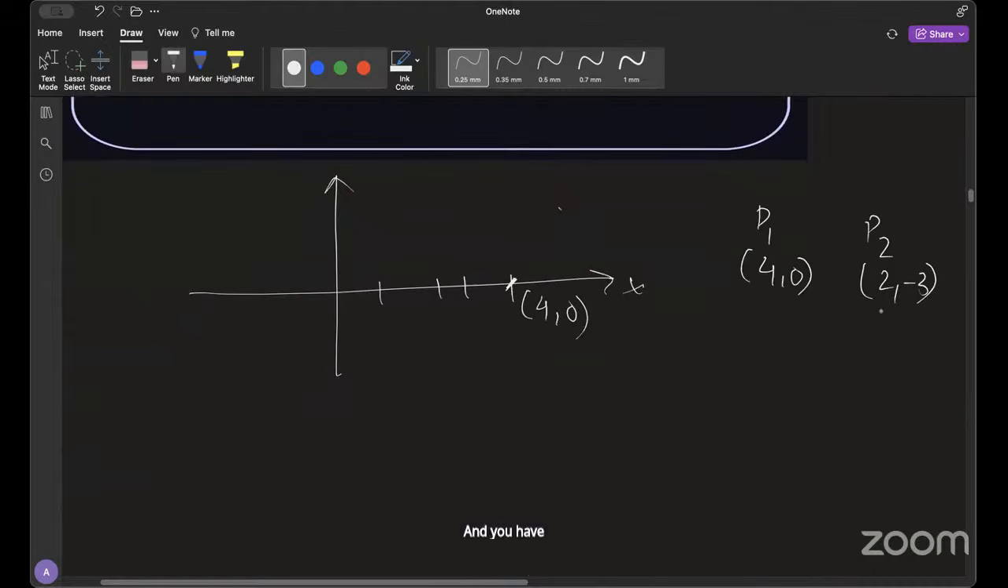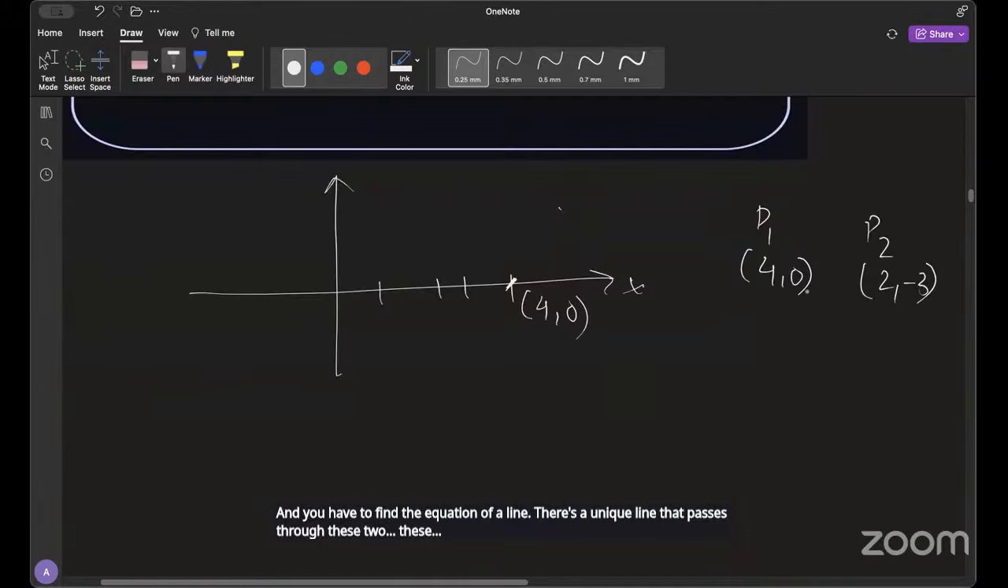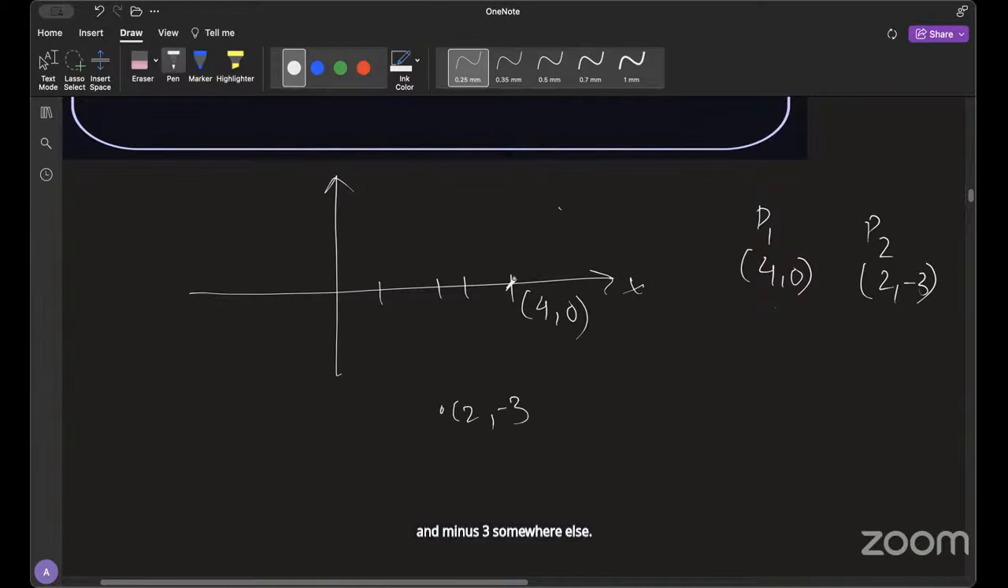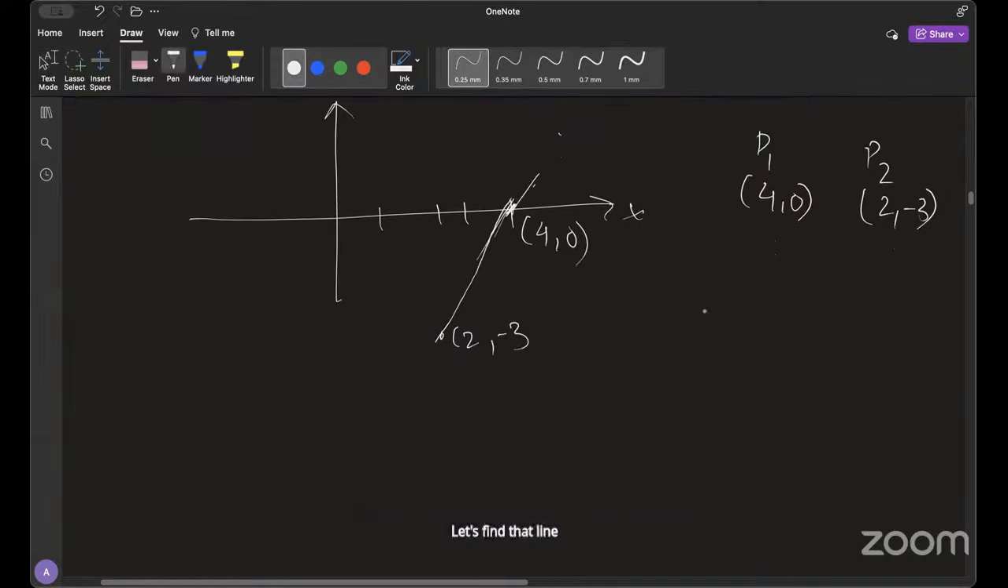And you have to find the equation of the line. There's a unique line that passes through these two points, right? (2, -3) would be here, and -3 somewhere here. So there's a unique line that passes through both of these points. Only one line does so. Let's find that line by using the two-point form.